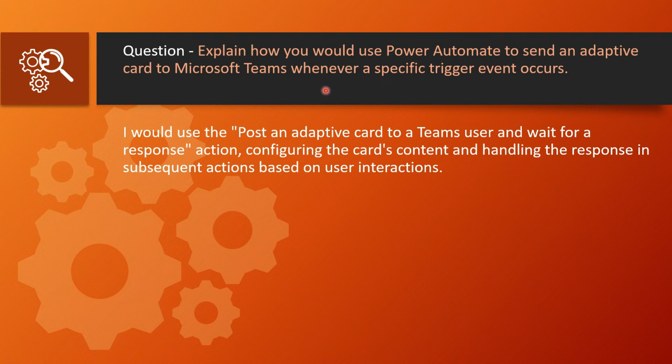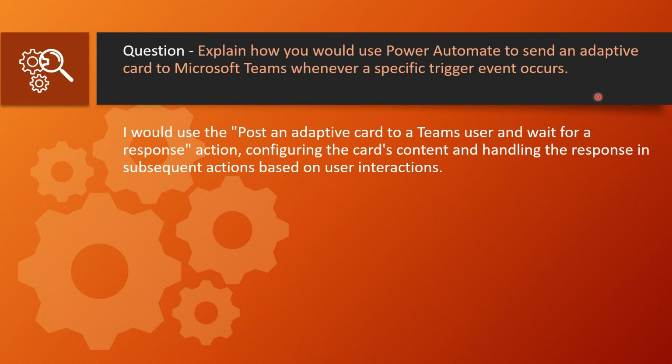Explain how you would use Power Automate to send an adaptive card to Microsoft Teams whenever a specific trigger event occurs. Sometimes this type of requirement comes up: if something is happening, you need to send an adaptive card to Microsoft Teams. Most users use Microsoft Teams day by day, so whenever any action happens, they immediately receive an adaptive card and are aware of it.